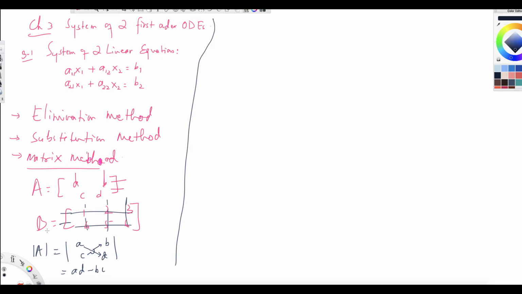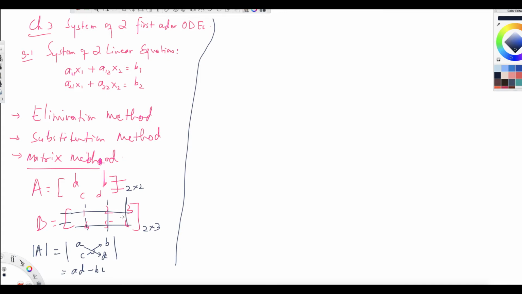We cannot find the determinant of matrix B because it is not a square matrix. Why is it not a square matrix? Because the size of matrix A is 2 by 2, meaning 2 rows and 2 columns, but the size of matrix B is 2 by 3. So they are not equal. The number of rows and columns are not equal, so it is not a square matrix, and we cannot find the determinant of B.